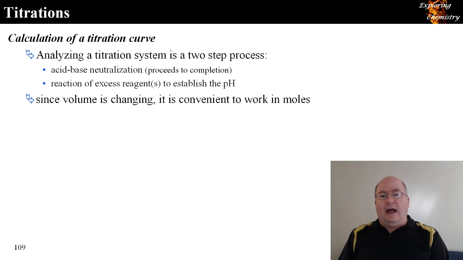So, in terms of calculating a titration curve, all of the points there are going to be done as a two-step process. The first step is the neutralization. We have an acid and a base. We're going to assume that the neutralization proceeds to completion. Then the second step is to look at what you have left over, whatever excess reagents there are, and how they contribute to the pH. They are going to establish the pH. Since the volume is changing, it is much more convenient to work in moles because the number of moles doesn't change, but the concentration is always going to change.